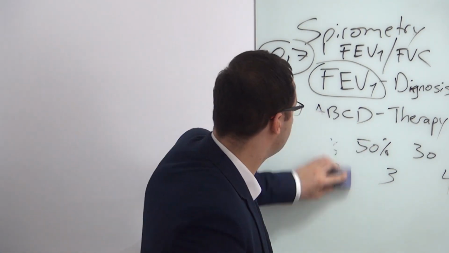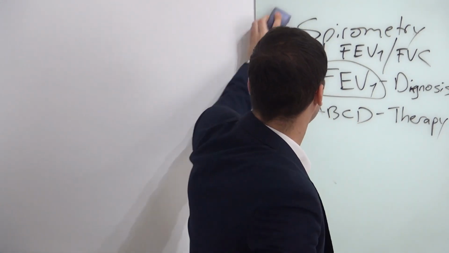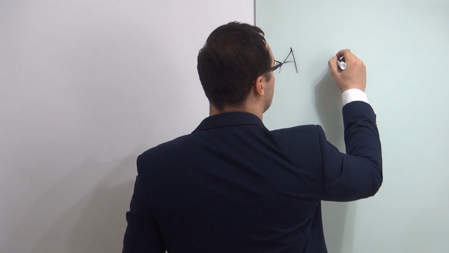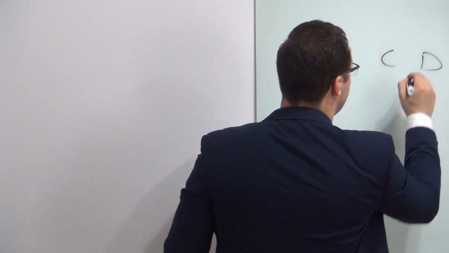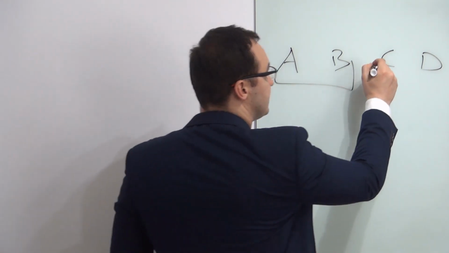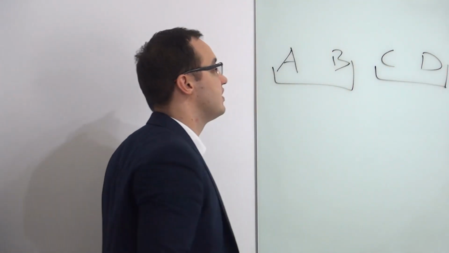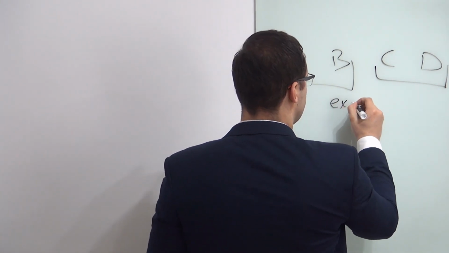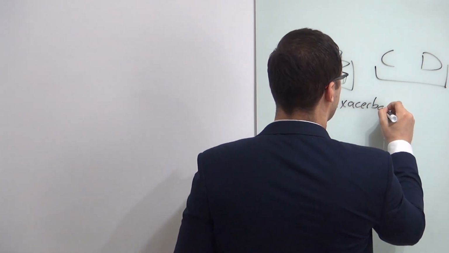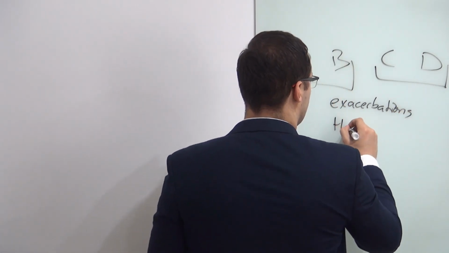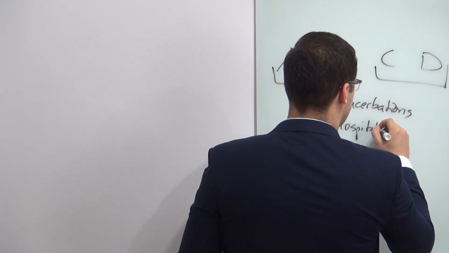So let's look at ABCD. Why is it called ABCD? Because we can group patients into 4 groups: A, B, C, and D. We'll group A and B patients, and group C and D patients. Based on what? Exacerbations and hospitalization.